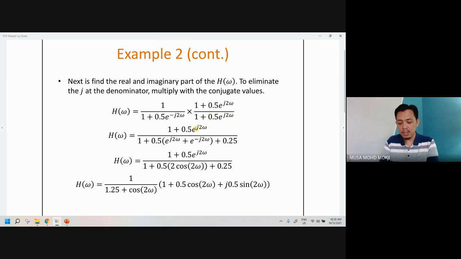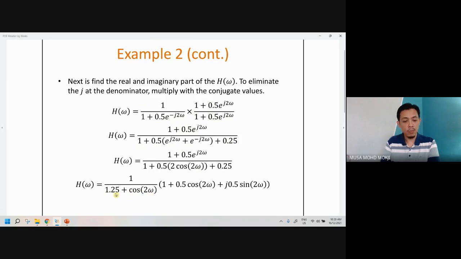Okay, so then do the numerator. We'll have 1 plus 0.5 e^(jω), and then the other one is 1 multiplied by 1, and 1 multiplied by 0.5 e^(jω). This is 0.5 e^(-jω) multiplied by 1. So you will get this. What we see here is the denominator becomes all real values only. That's what we want. That's actually the objective of multiplying with the conjugate. After that, this is the last one, and then rearrange everything, so we get this.